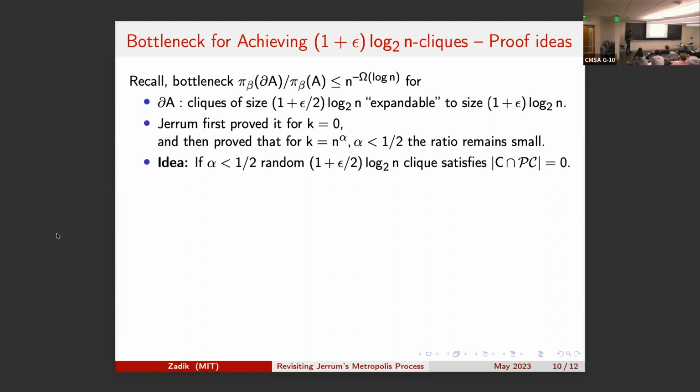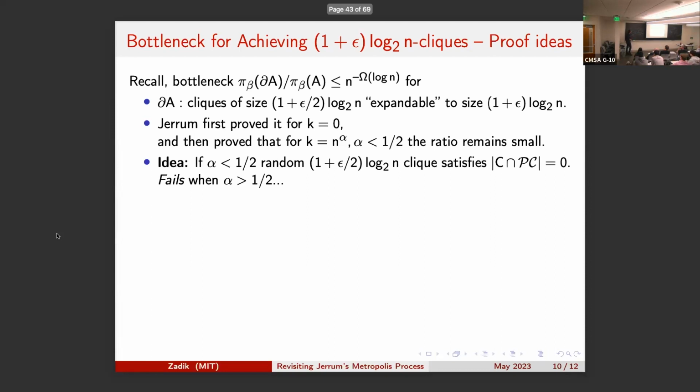Makes sense. That's the idea of Jerrum: since the majority of them are outside, this is Erdos-Renyi. So why do I care if k is below root n or zero? The statistical estimates of being expandable still hold. Right, so hopefully you understood this trick.